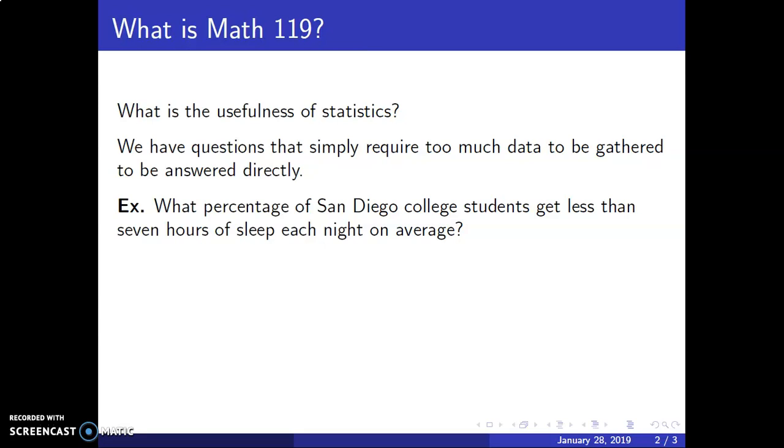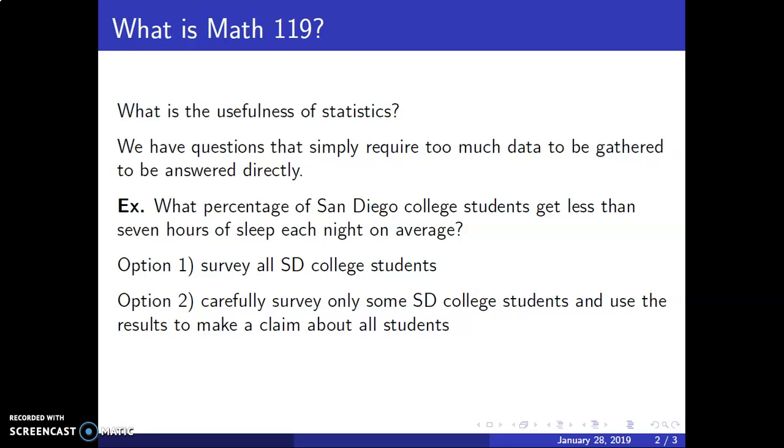Well, there are two ways to try and gather information about that. So here are the two options. Option number one is the direct way: go and ask every San Diego college student. Find every San Diego college student and ask them how many hours of sleep they get on average. Do they get less than 7 hours on average?